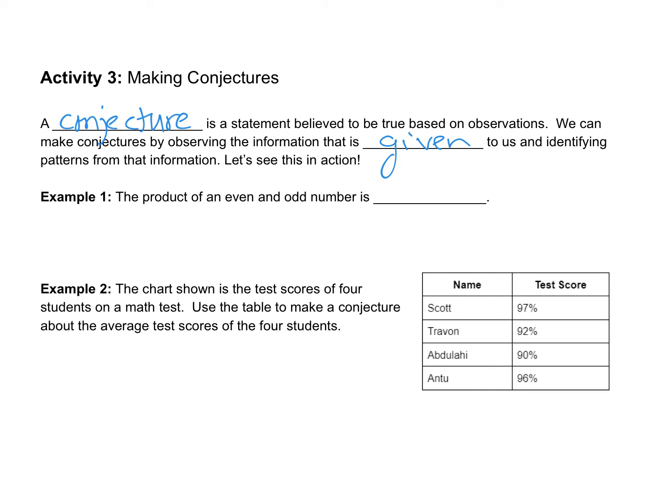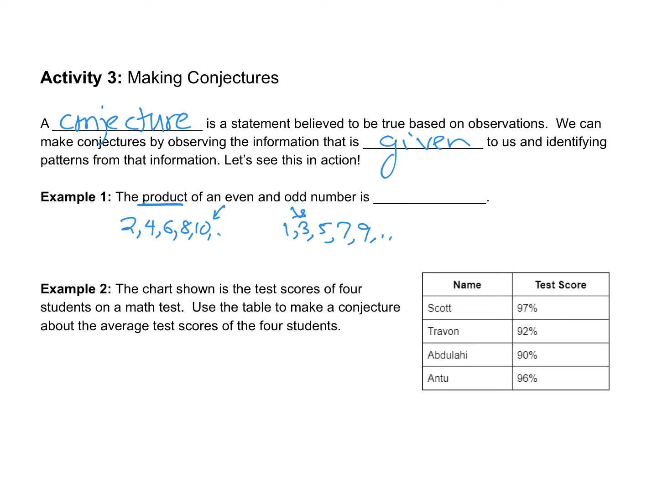Example 1, the product of an even and odd number is... So our definition says we need observations. So let's make some observations. So first of all, even numbers, if you've forgotten, are 2, 4, 6, 8, 10, etc. And then odd numbers are 1, 3, 5, 7, 9, etc.